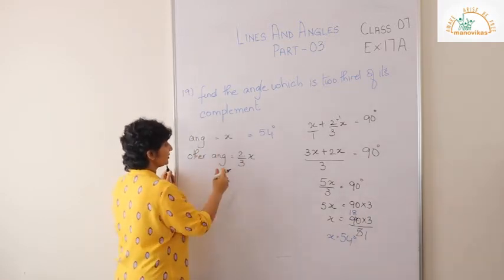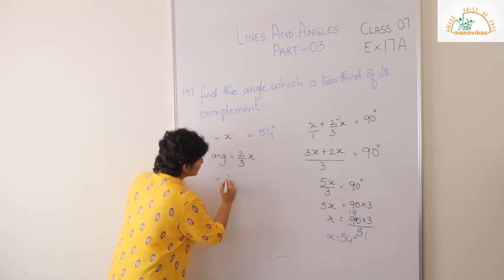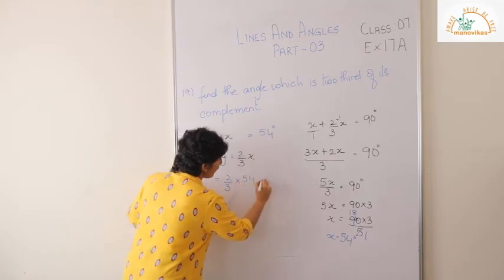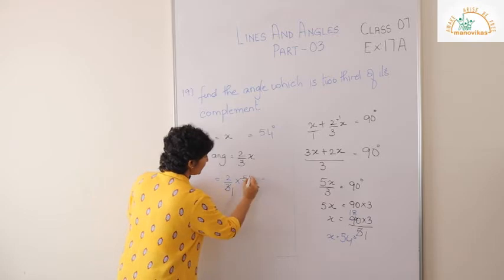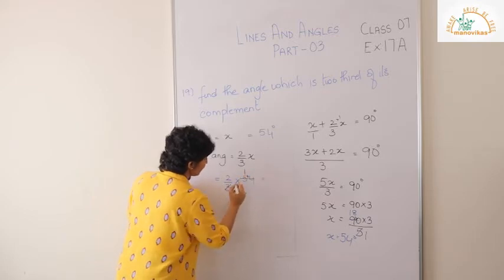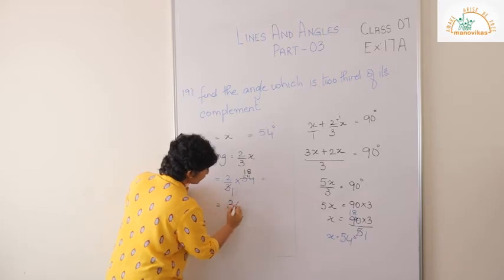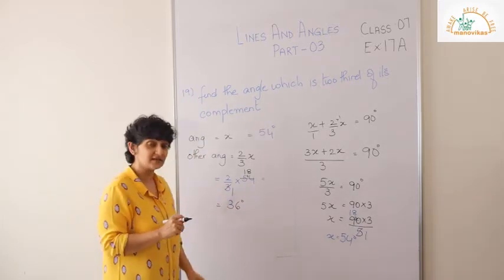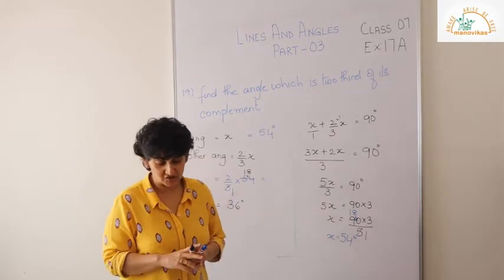So, what is the angle you need to find? 2/3 of 54 means 2 upon 3 into 54. So, when I reduce, what do I get, children? 3 ones are 3, 3 ones are 3, 4, 5. 3 18s are 54. 18 2s are 36 degrees. So, your required complementary angle is 36 degrees. Children, I hope you have understood.